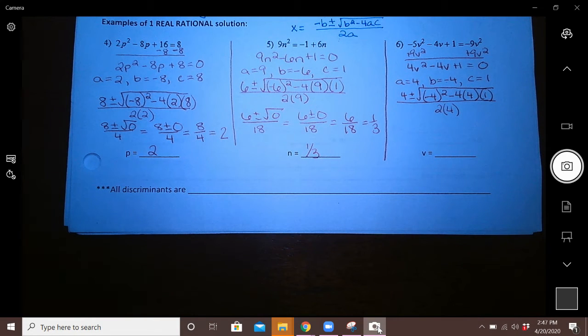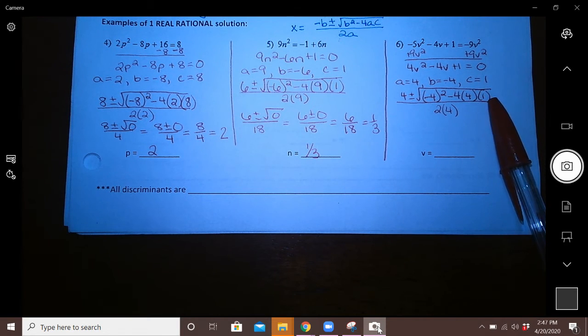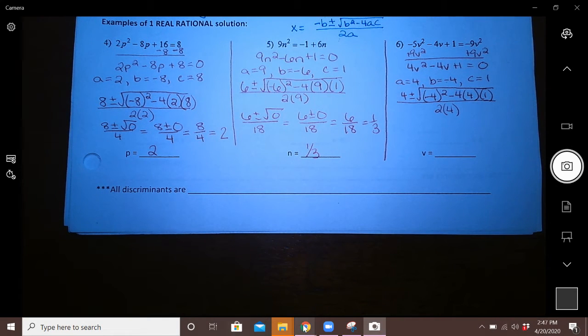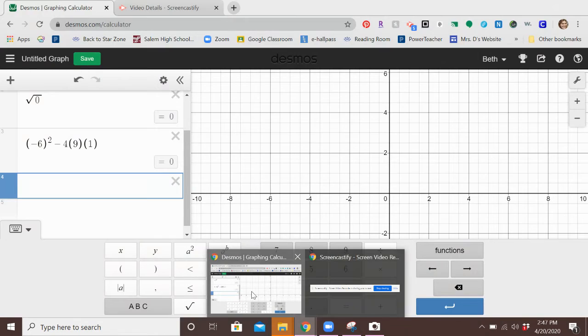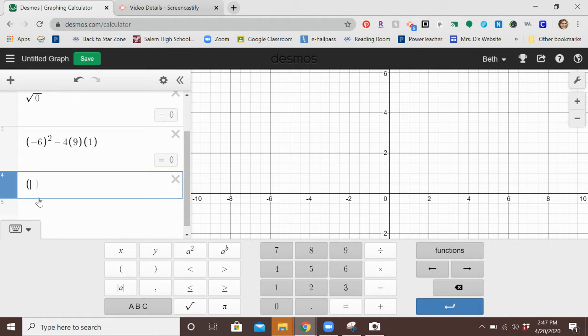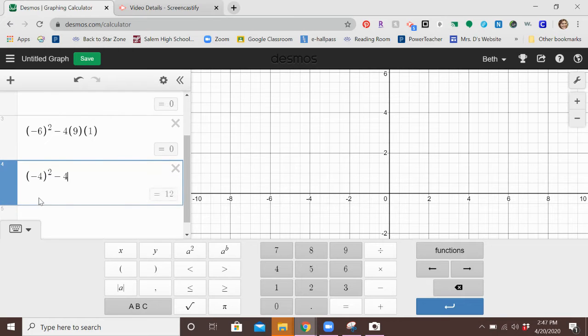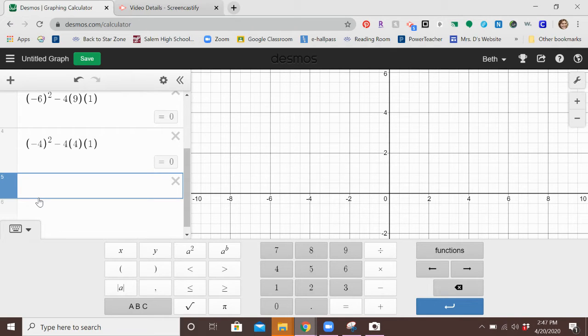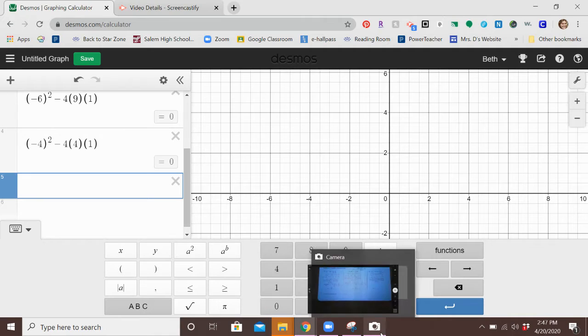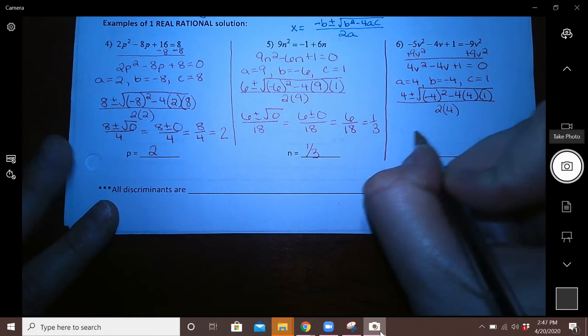Okay, if you've paid attention, I bet you can predict what the discriminant is going to be. But third time's a charm here. Hopefully this will sink in for us. Negative 4 squared minus 4 times 4 times 1 gives us a discriminant value of 0. Another discriminant of 0, and that's the key here.